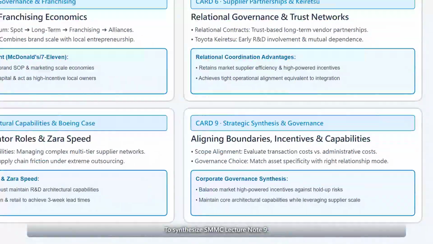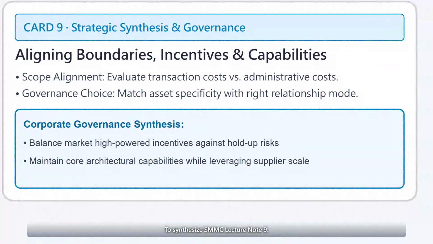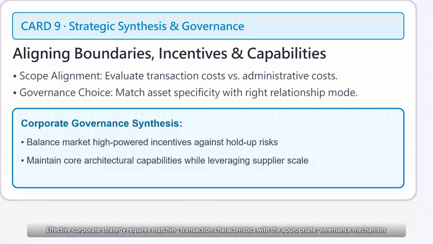To synthesize SMMC Lecture Note 9, effective corporate strategy requires matching transaction characteristics with the appropriate governance mechanism. Evaluate transaction costs against administrative costs. Protect against hold-up risks through asset specificity alignment. Leverage market high-powered incentives and maintain internal architectural capabilities.